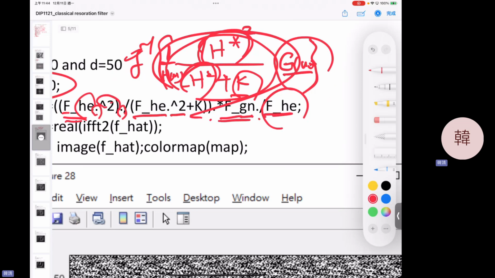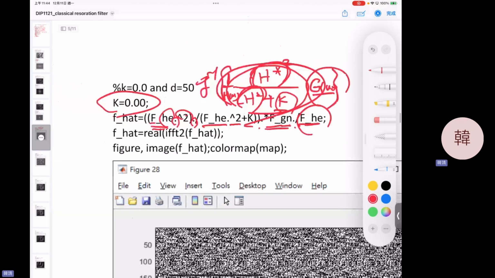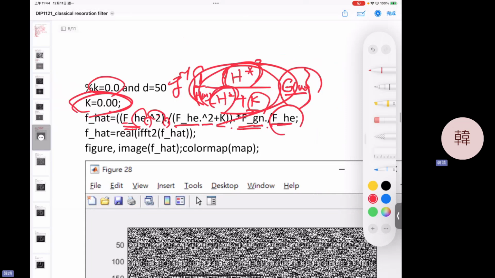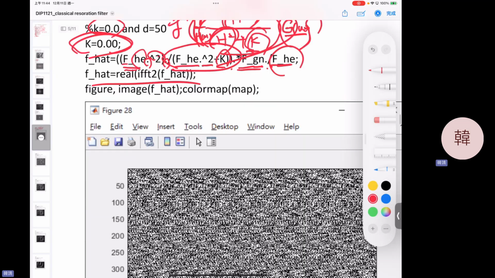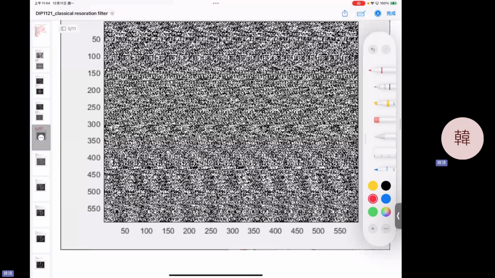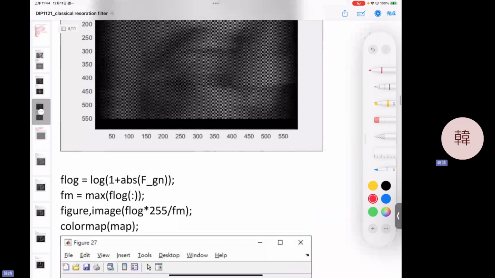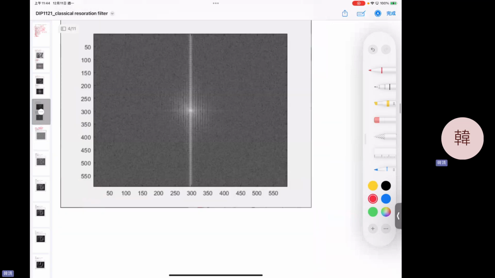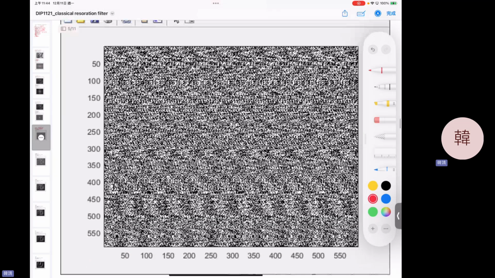See, if K equal to 0, under this condition, there is nothing added to the denominator. So the K doesn't matter, it becomes the inverse filter. And you show the result of the inverse filter like this. This is the original, and then you get this result. With the inverse filter, nothing is left.